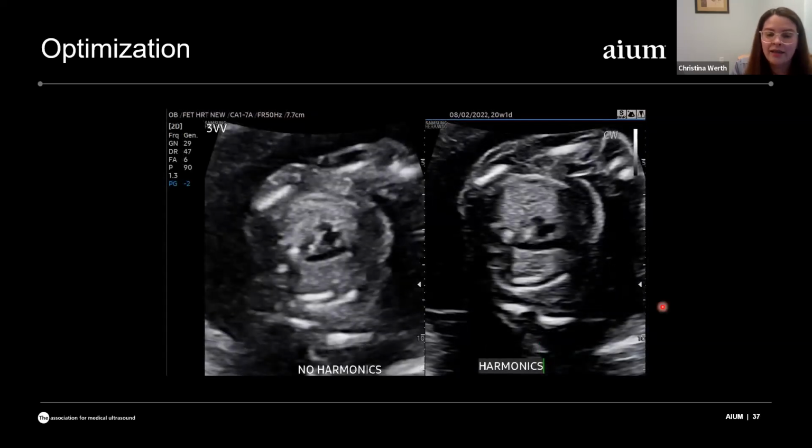I tend to like imaging fetal cardiac structures with harmonics. I think it does a little bit to reduce some of the noise and give us clearer pictures. So this is comparing a fetus without harmonics and then with harmonics over here. And I do think this gave us a much nicer image.